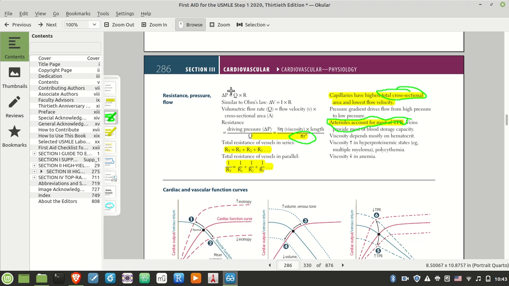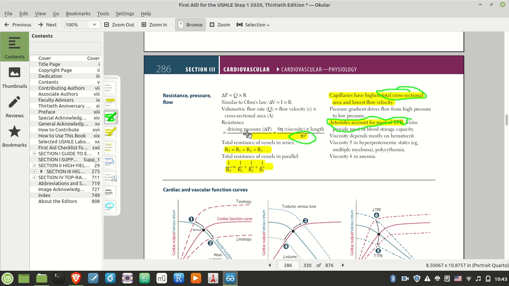All right. So resistance, pressure, flow. Change in pressure is equal to the flow rate times resistance, similar to V equals IR. Potential equals current times resistance. So the important things here have already been highlighted and circled.